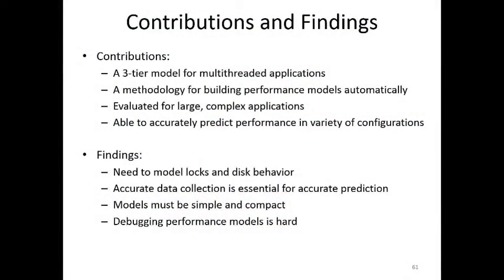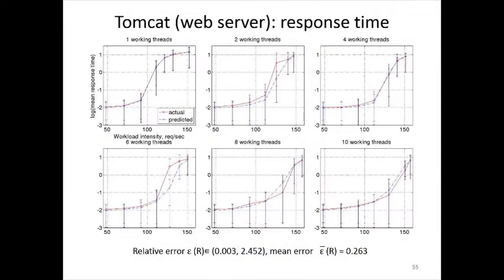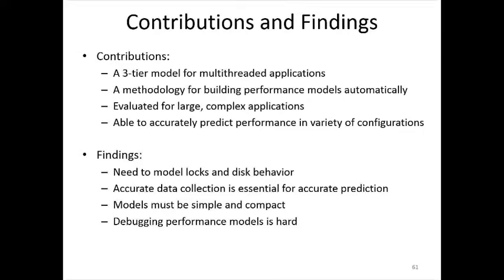To summarize, the contribution of this study is that the model was particularly developed to simulate multi-threaded applications. These models are built automatically for large, complex industrial applications, and they were able to accurately predict performance in a variety of configurations. From the findings of this research, to simulate multi-threaded systems accurately, you definitely need to model lock behavior and hardware behavior. And accurate data collection is very important here. For example, in Tomcat, a 10% error in collecting the parameters, the resource demands, would correspond to a 90% prediction error. So we quickly figured out that the accuracy of data collection is very, very important. And to be useful, models must be simple and compact, that's for sure.